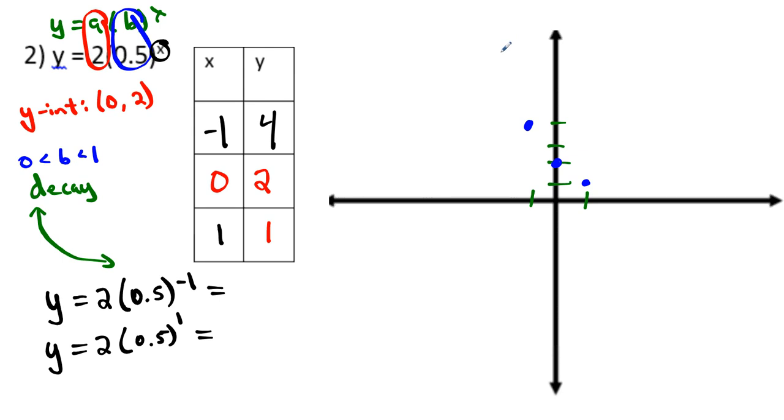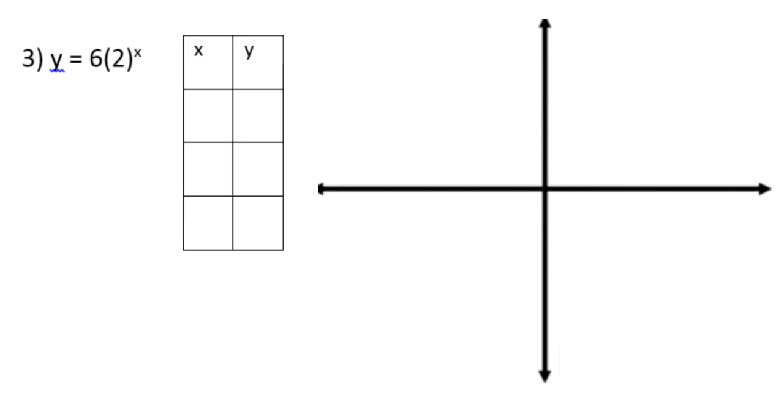Then remember, we're going to come up high now and go down low by connecting all our dots and then getting really close to the x-axis, but never crossing it. Okay, there you go. Now you just graphed a decay function. We're going to do one more together, and then you got 2 more on your own.